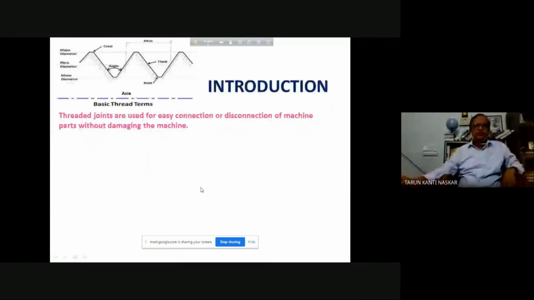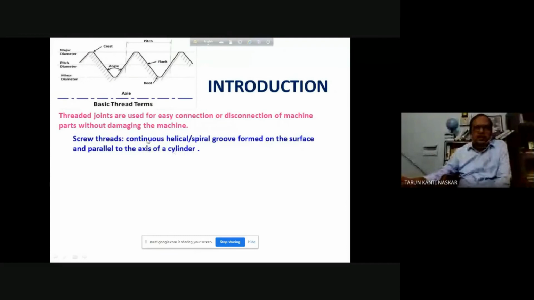Now the nomenclatures are defined in this manner. Threaded joints are used for easy connection and disconnection. There are two machine parts, and for easy connection and disconnection we use threaded joints. Now there is a continuous helical or spiral groove formed on the surface of a cylinder, parallel to the axis. So this is screw thread.